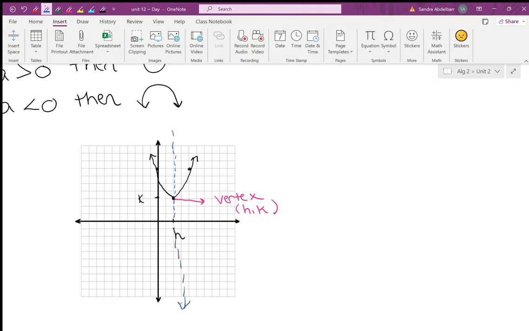That little dashed line I just drew, does anybody know what that's called? Claire? Good. This is called the line of symmetry, or sometimes the axis of symmetry.